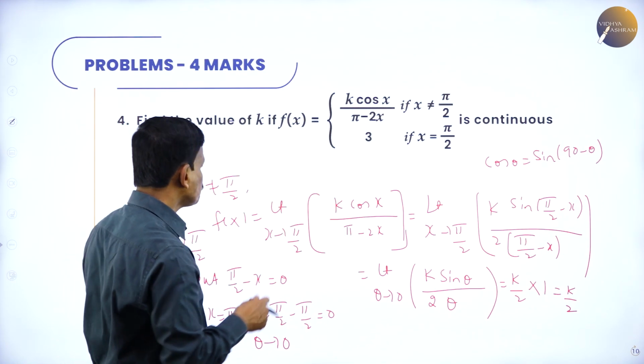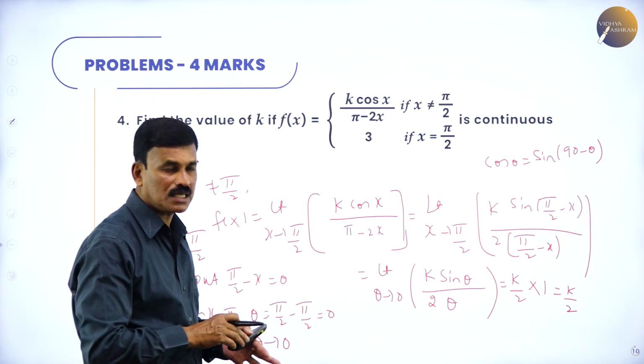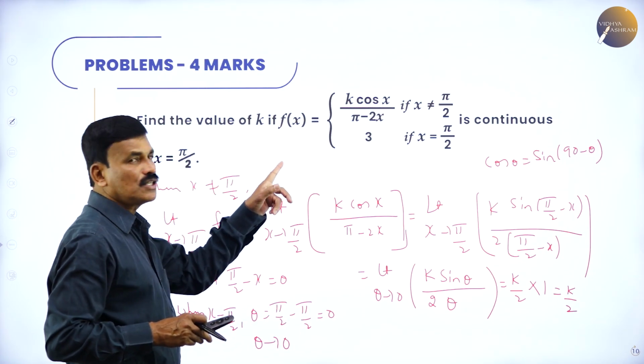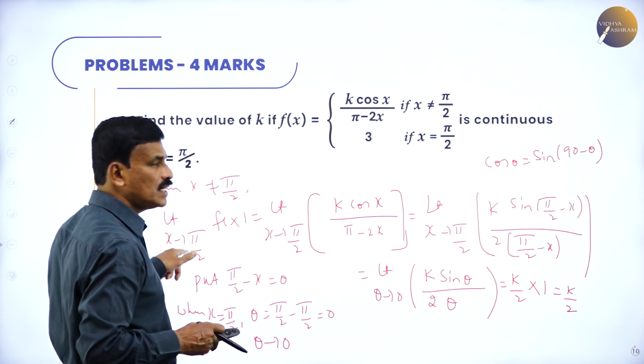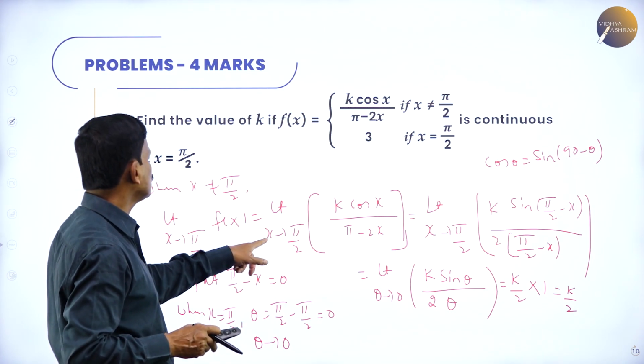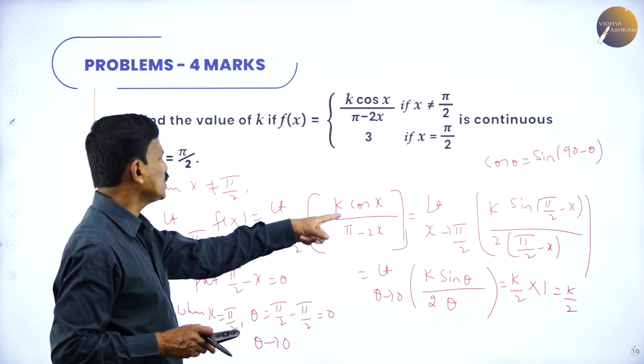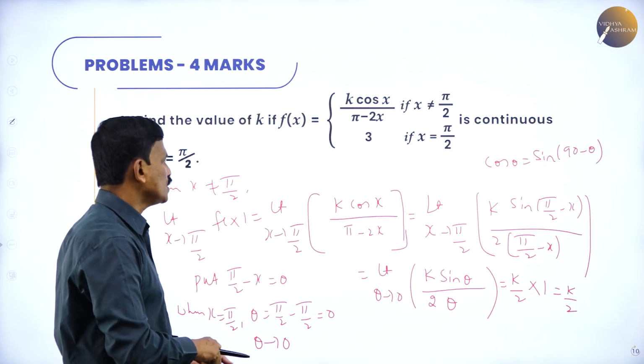Okay. Now, this is the final important step. See here, when x is not equal to pi by 2 means limit x tends to pi by 2 of f of x is equal to limit x tends to pi by 2 of k cos x divided by pi minus 2x.